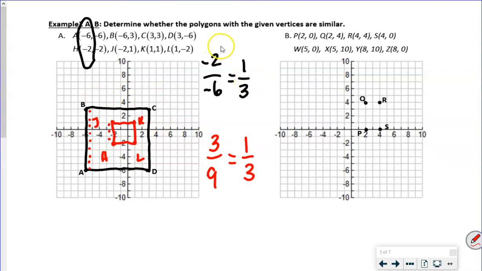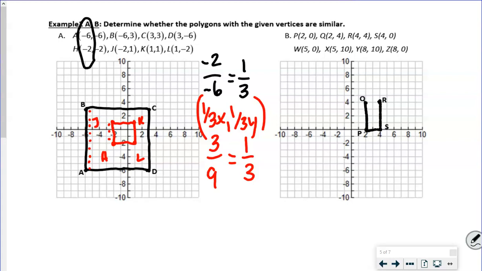It is similar, first of all, because every one of these is reduced. And then it's a dilation by a scale factor of 1/3. And the way we could write that is 1/3 of x, comma 1/3 of y, right? Okay. All right. So this next one, it's asking us again to see if these are similar.